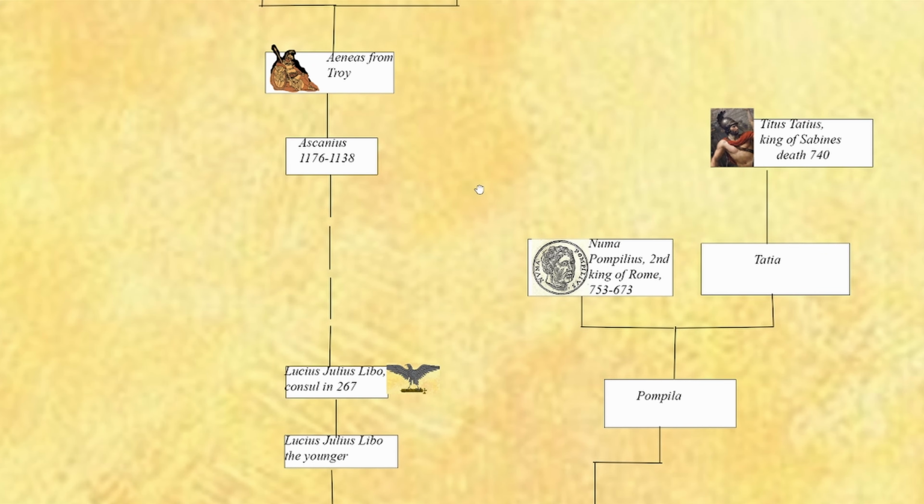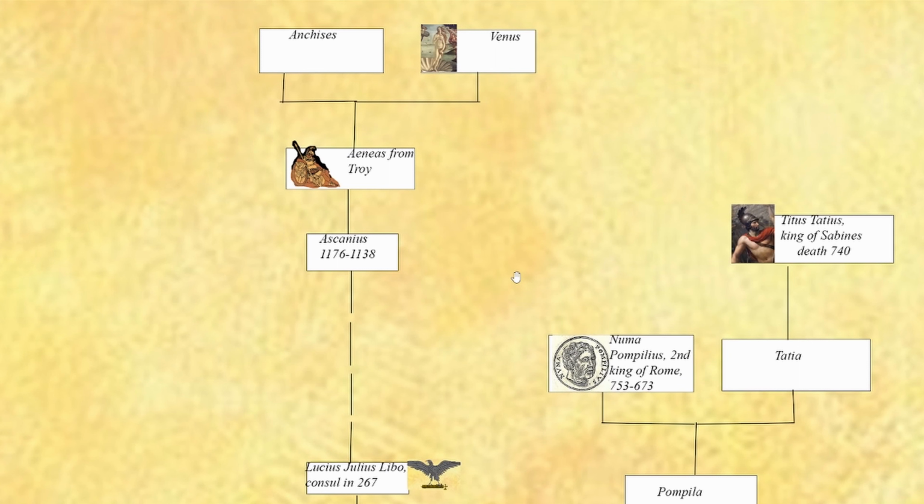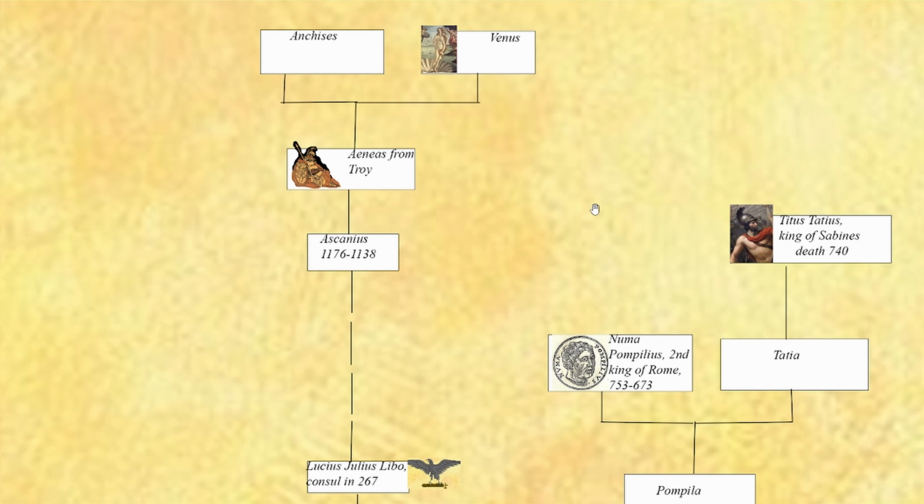When we move up, we can see Anchises, who is the son of the Dardanian king, and he was buried in Sicily. He couldn't make it on the boat to Rome, and the mother of Aeneas is Venus, the goddess of love. And from this line, Caesar claims that he is the descendant of a god, and he is right.